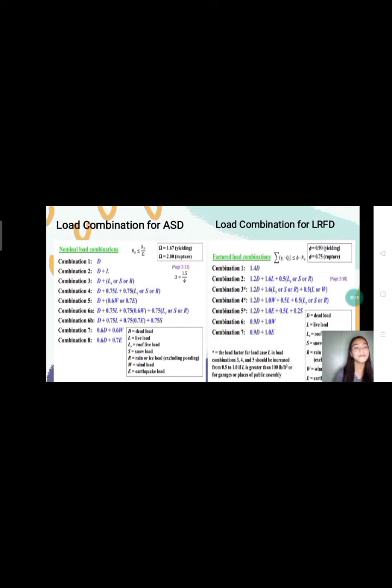These are the load combinations for allowable strength design and load combinations for load and resistance factor design.